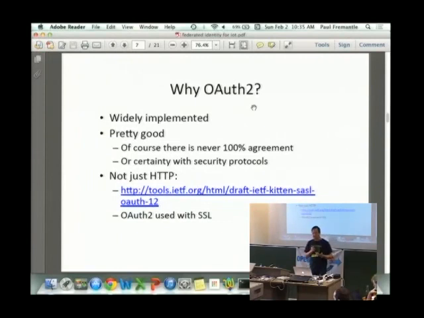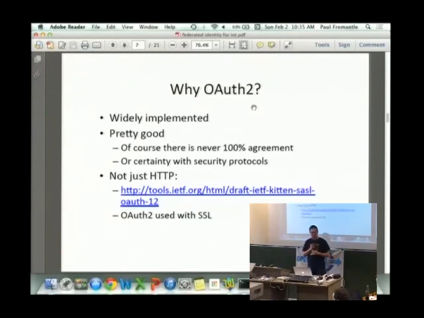Of course, there's never any certainty with security protocols. The only certainty is that it hasn't been broken yet. There are some researchers who've done a model of it using a framework from MIT called Alloy, and they've done some formal modeling of OAuth 2. So that gives you some more security.